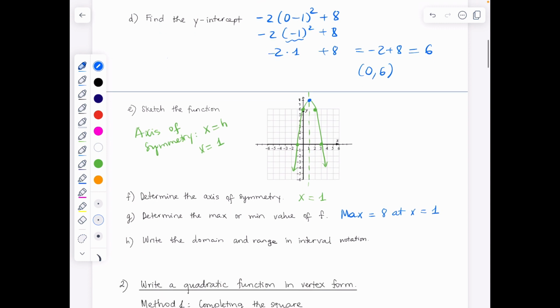Domain and range. So the domain for the function here would be negative infinity to positive infinity. It goes forever to the left and also forever to the right. So all real numbers. In fact, this will be the domain for all quadratic functions. It's always going to be all real numbers. The range: the lowest point, the arrows go down forever to negative infinity, and then the highest peak that it can get is the value 8. So the range should be negative infinity to positive 8 with the bracket.